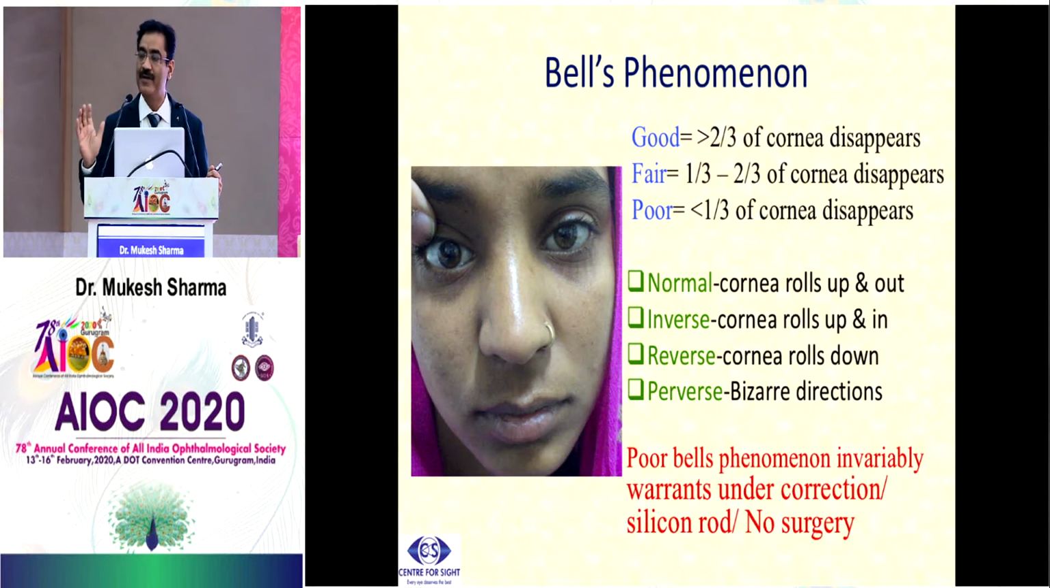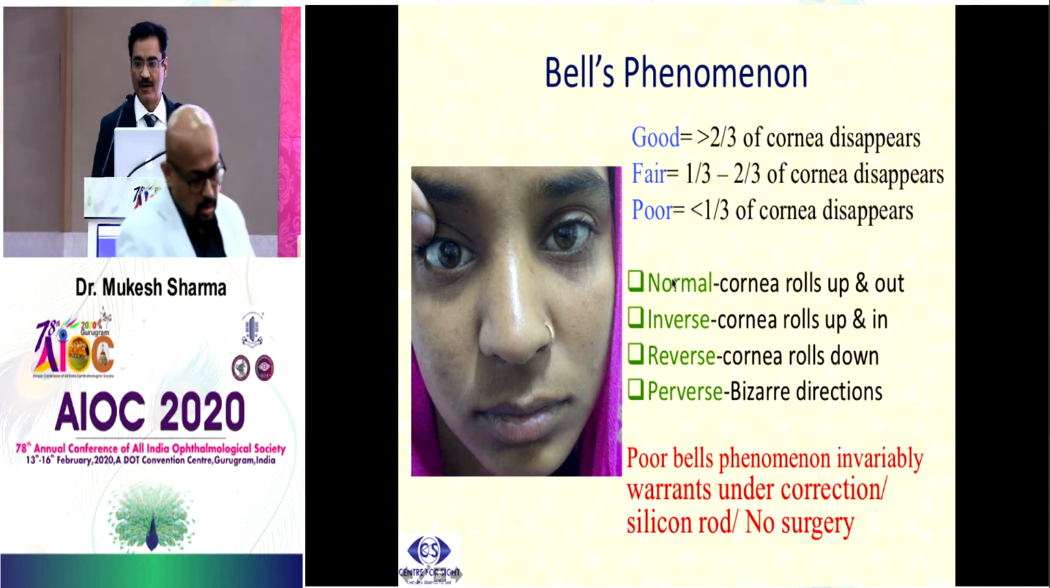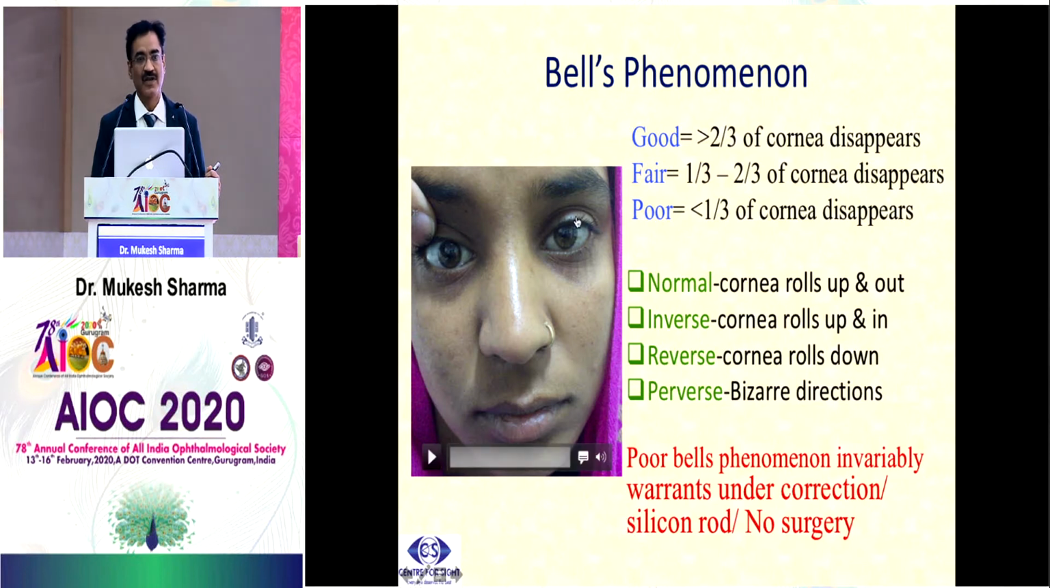These all are types of abnormal Bell's phenomena. Then there is an entity known as perverse Bell's. Here sometimes cornea goes up, sometimes it goes down, like different type of behavior on different examinations. So this is known as perverse Bell's. You must know one fact also, that after surgery, a normal Bell's sometimes becomes reverse Bell's. Why does it happen? Because after surgery, upper lid gets some swelling or inflammation, and nature tries to protect cornea by moving it down under the lower lid.